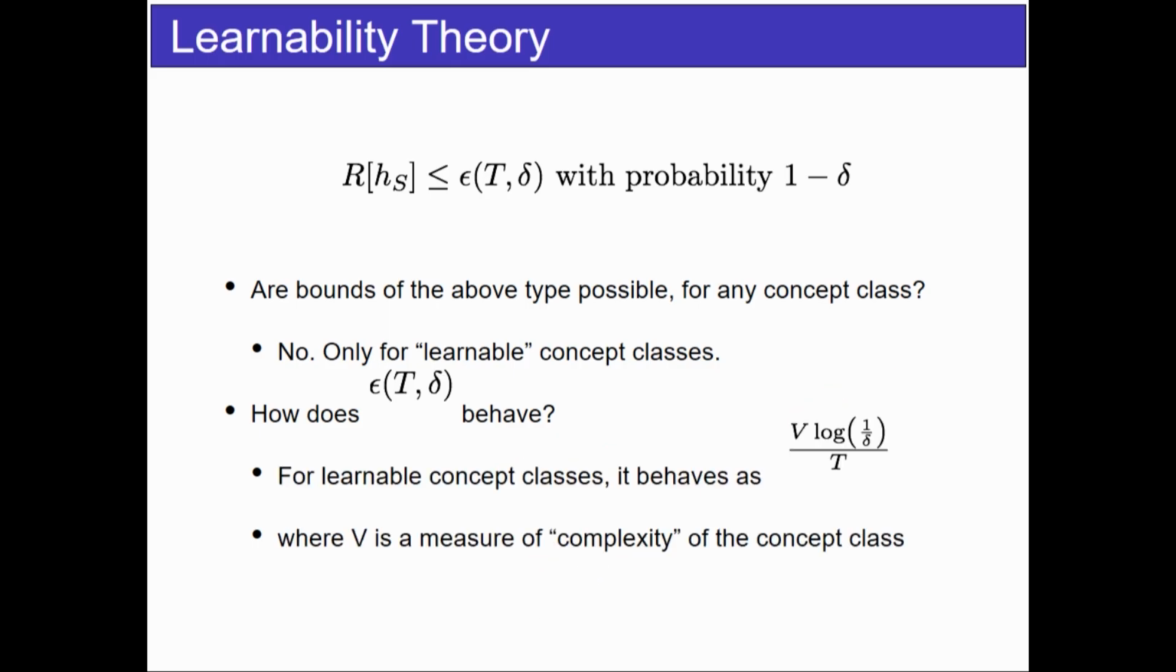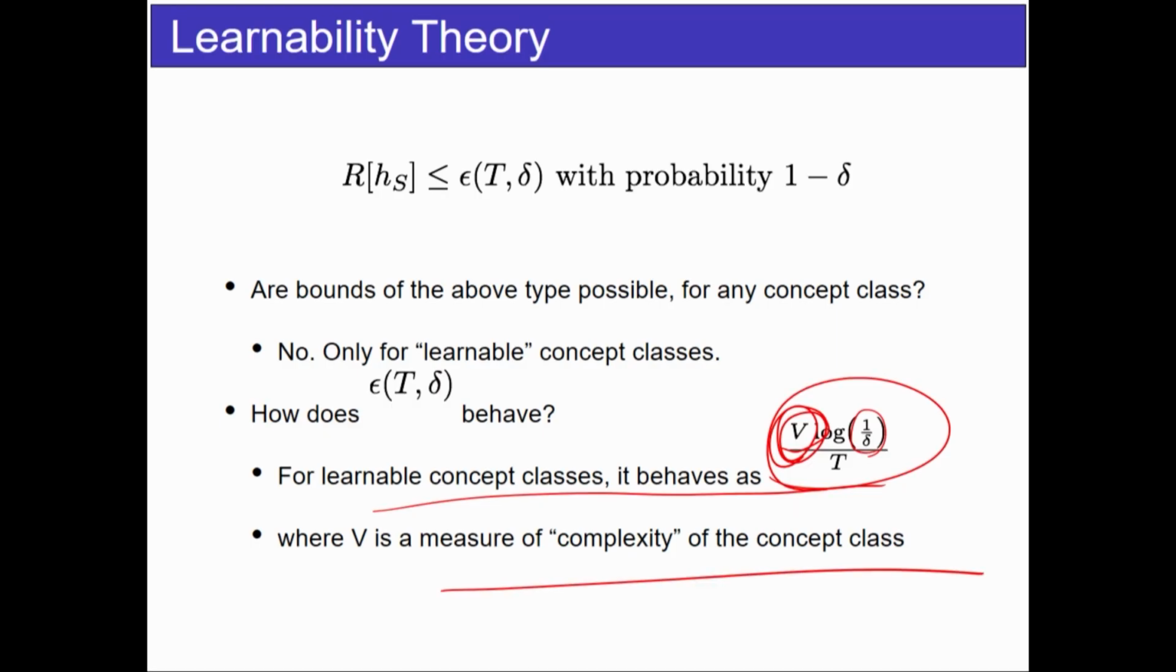More mathematically, you will get forms of this. For a learnable concept class, it behaves as something like V log 1 by delta by t. As t goes to infinity, you will see that this goes to 0. And you have a log 1 by delta, which is generally very robust. Even if delta is 10 power minus 7, log 1 by delta is going to be just 7, say log to the base 10. It does not look too bad. You can handle 10 power minus 7 probability of failure by just having 7 times more data points. That's the idea.